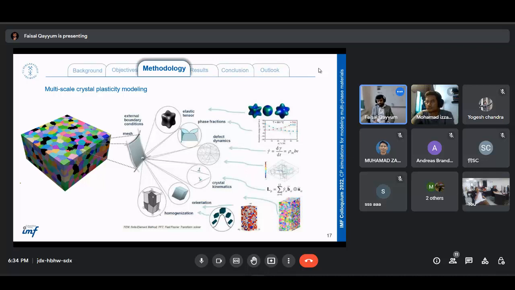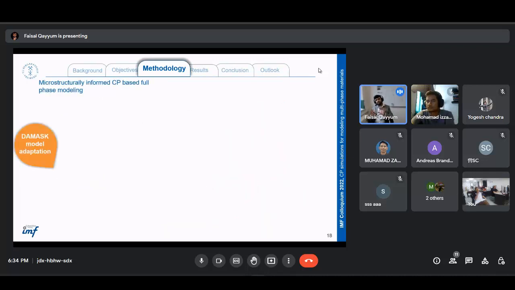So yeah, that is basically how it works. And when I look at the methodology of how we can use these models to go on developing different models for materials, I have shown here the general methodology of how we go about using these crystal plasticity models for understanding or engineering different materials.